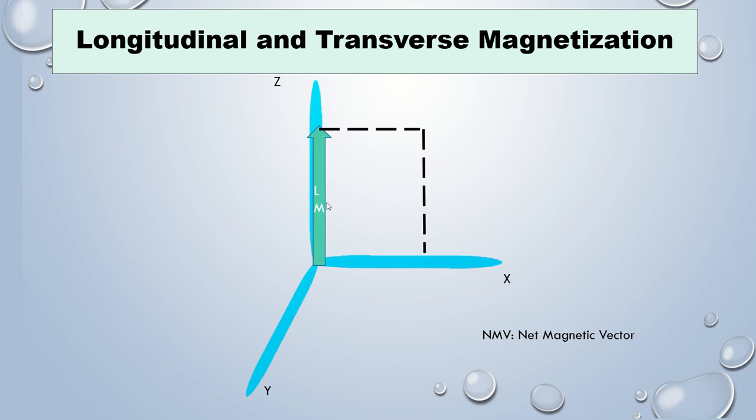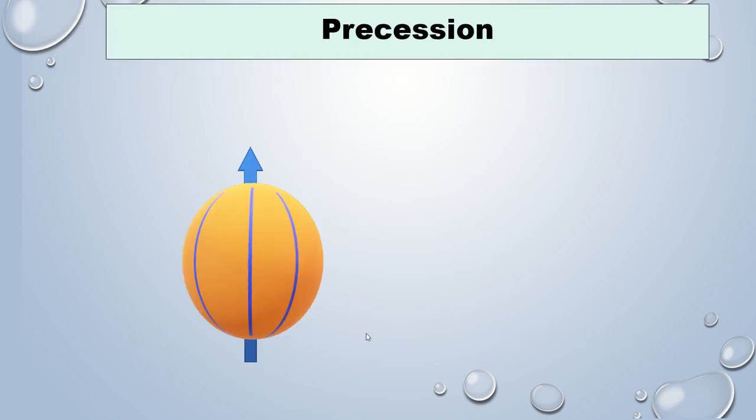Okay, so let's first understand. The longitudinal magnetization is in the z-axis, which is along the axis of B0. Then you have a transverse magnetization, which is in the xy axis. And then we have a net magnetic vector. We'll talk about that later.